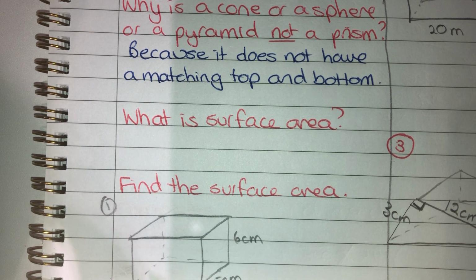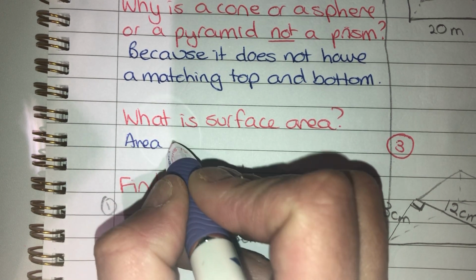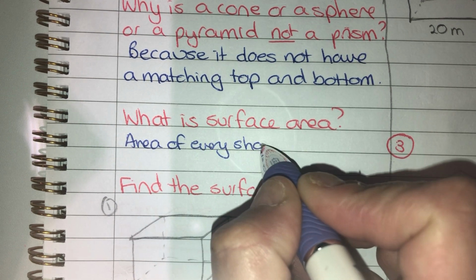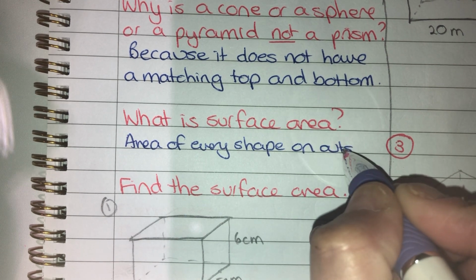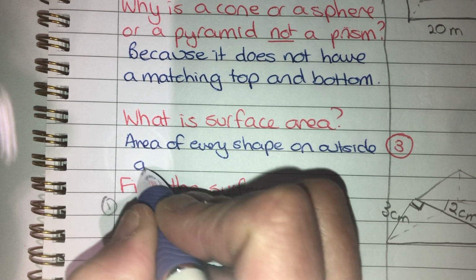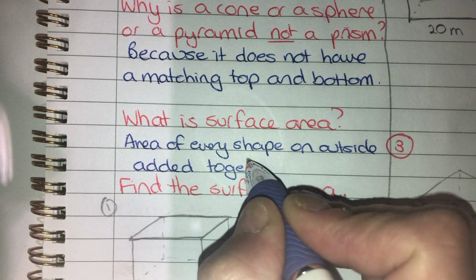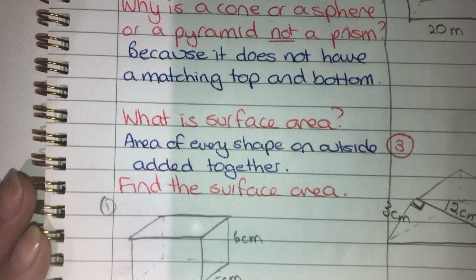It's the area of all the shapes on the outside added together, okay? So area of every shape on the outside added together. Again, that's not a very good mathematical definition, but it's one that we can hopefully all understand. So how do we do this?